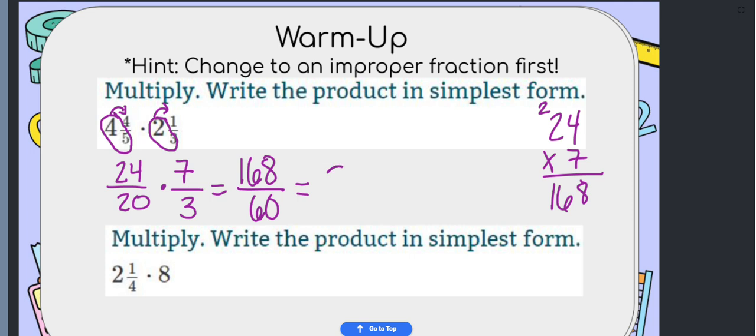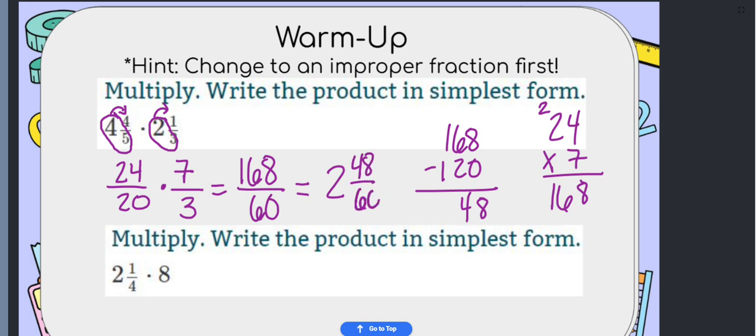So I'm going to put my whole number as 2. Now 60 times 2 gets us to 120. So if I do 168 minus 120, I get 8 minus 0 is 8, 6 minus 2 is 4. I get 48 left over. So I'm going to have 48 over 60 left over. And we definitely can simplify that.